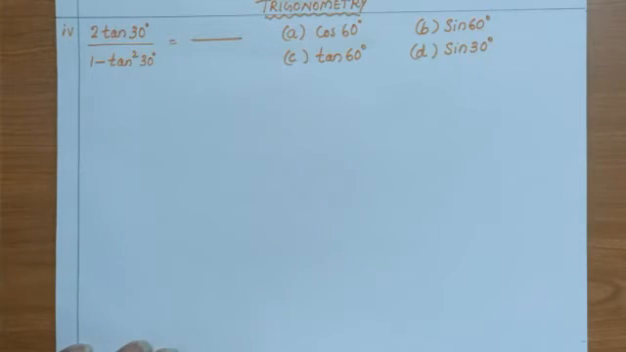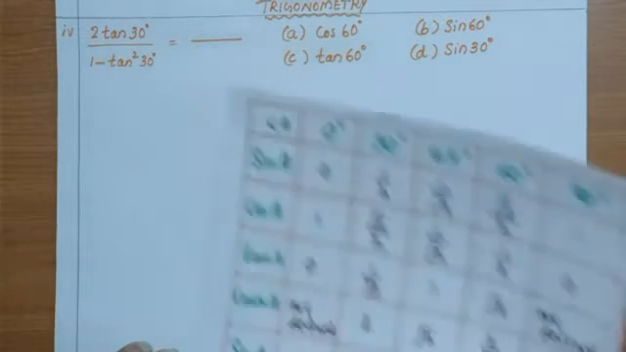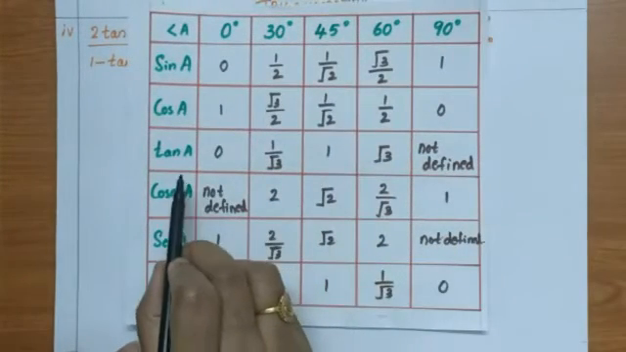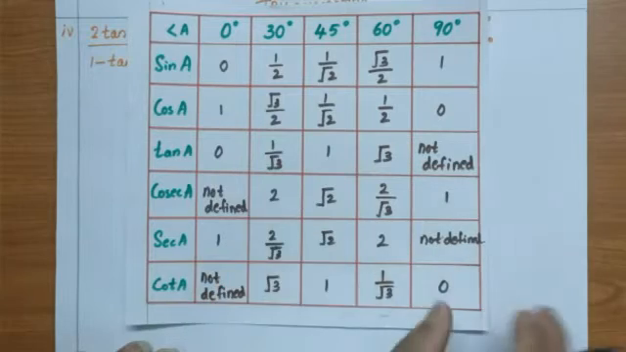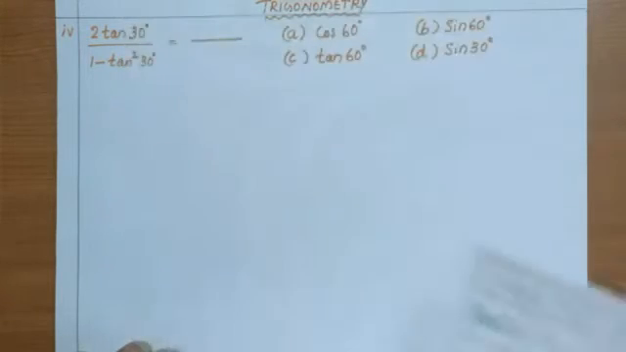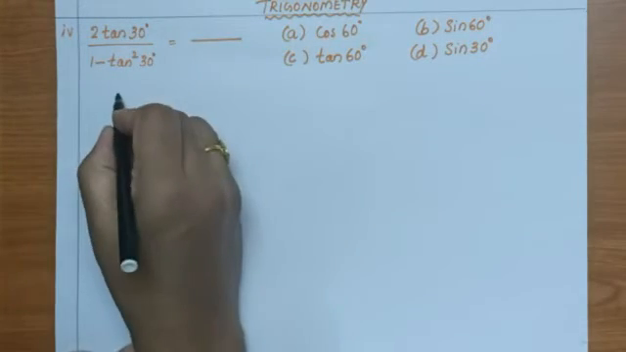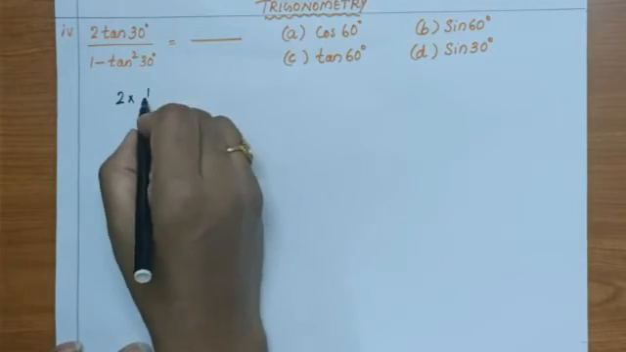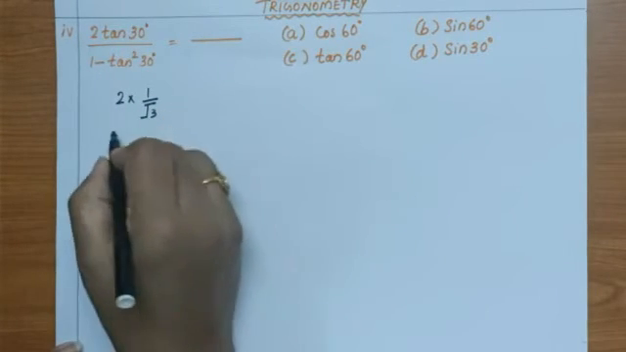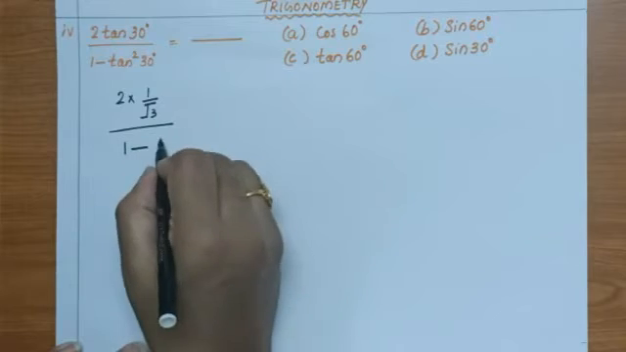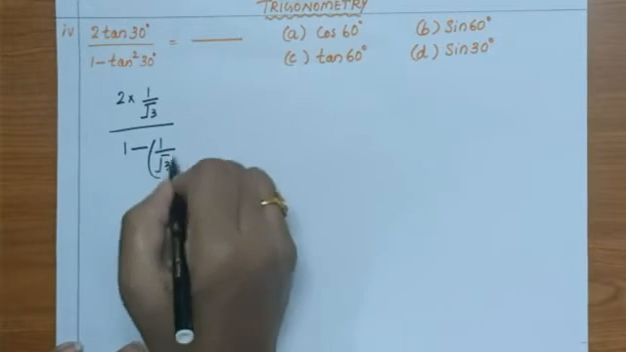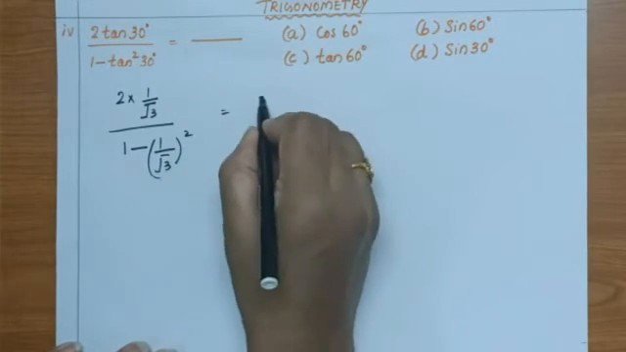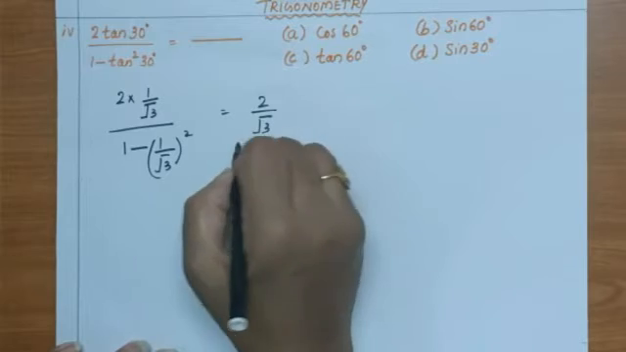So first of all we have to check what is the answer of tan 30 degree. Tan 30 degree is 1 by root 3. So 2 into, we can substitute the value of tan 30 degree, it is 1 by root 3, divided by 1 minus 1 by root 3 the whole square. That means 2 by root 3 divided by 1 minus 1 by 3.